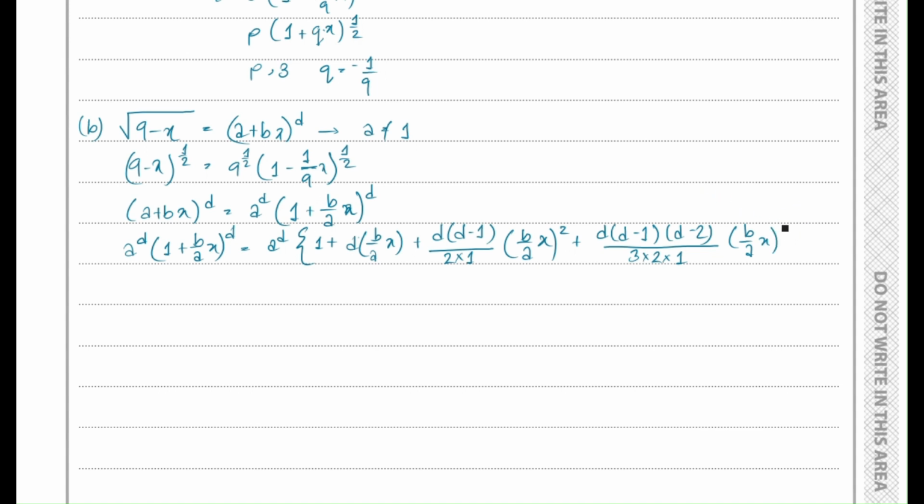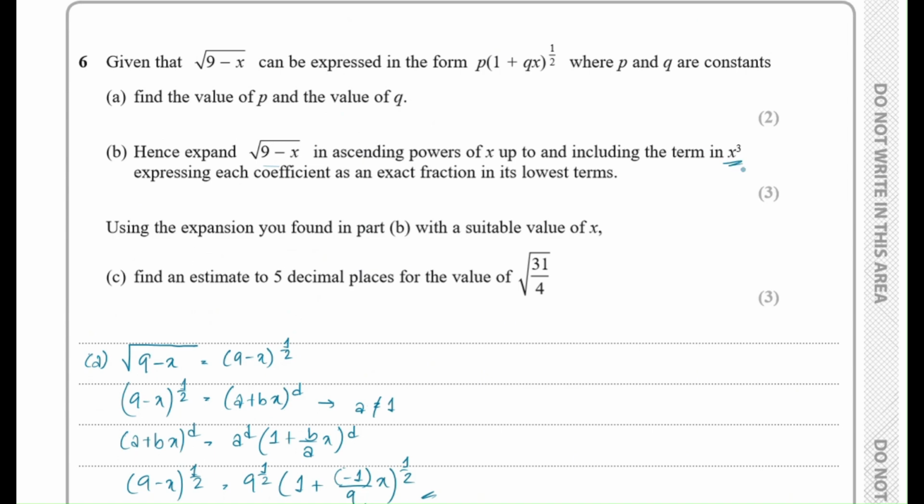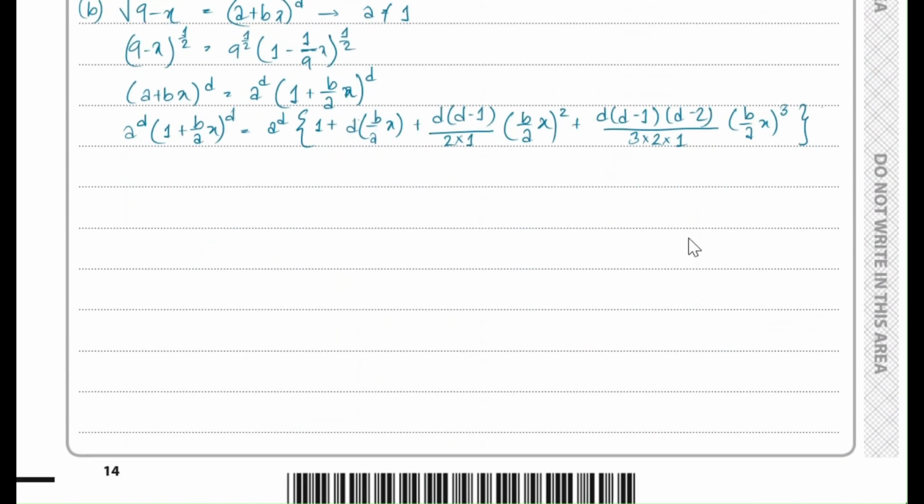So whole cube. There are 3 times here, so whole cube. The question asks us to expand to x cube, so I think this will be fine. So a is 9 and d is half. Bracket 1 plus d is half and b was minus 1, right? So you can write it like 1 by 9x plus d is half.